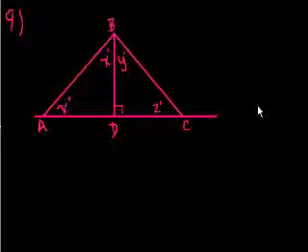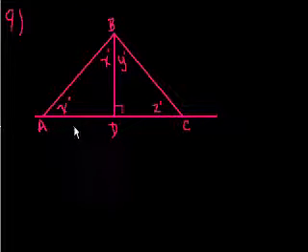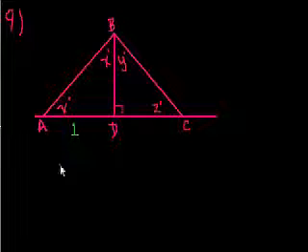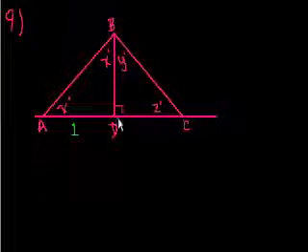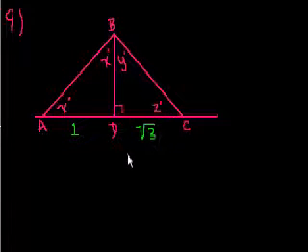Welcome back. So we're on problem number 9. In the figure above, AD is equal to 1. So AD, this distance right here, is equal to 1. DC is equal to square root of 3. So this distance right here is square root of 3. What is the value of Z?